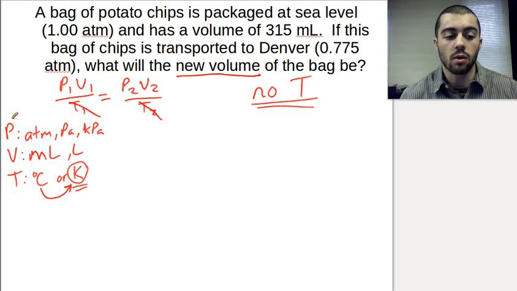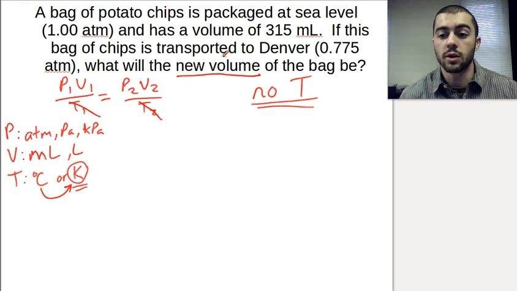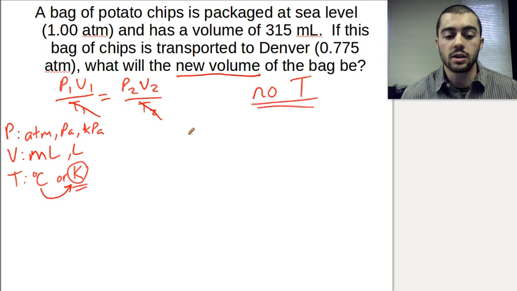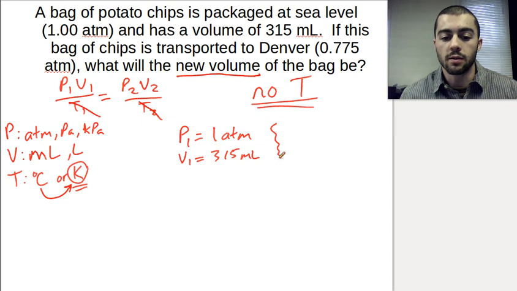These are the units you want to watch out for in these word problems to try and pick out what each variable means. Now we're going to list out all the numerical information we're given, and then plug it into this formula. The initial pressure, P1, when it's packaged, is 1 atmosphere. We also know the initial volume, V1, is 315 milliliters. Our final information is a new pressure, P2, of 0.775 atmospheres. And then we're looking for V2, that's our unknown. We're solving for the new volume, so V2 is what we're looking for.